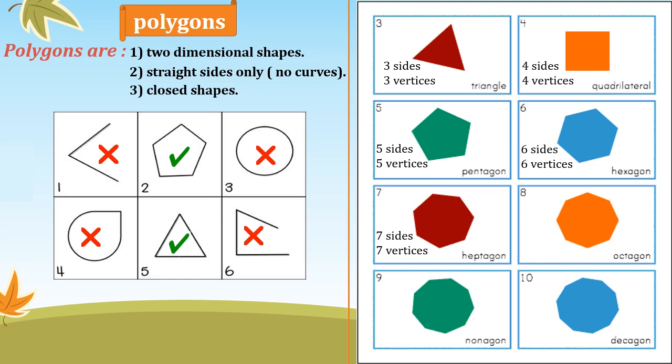The next one, octagon. Octagon is a polygon that has 8 sides and 8 vertices. The next one, nonagon. Nonagon is a polygon that has 9 sides and 9 vertices. Decagon is a polygon that has 10 sides and 10 vertices. We studied all of them last year except heptagon, octagon, nonagon, and decagon.